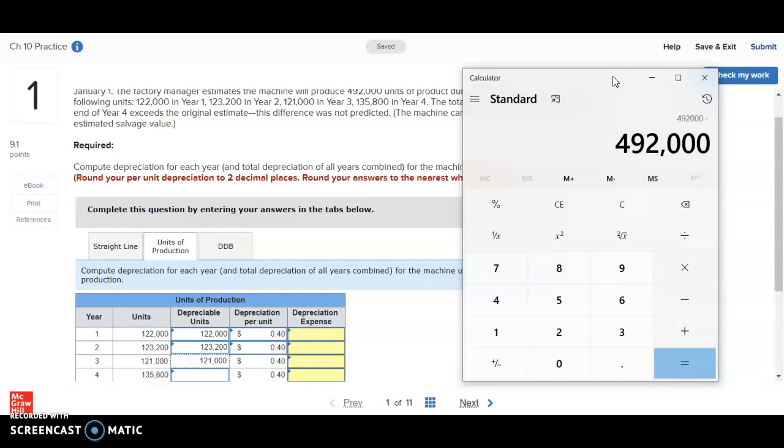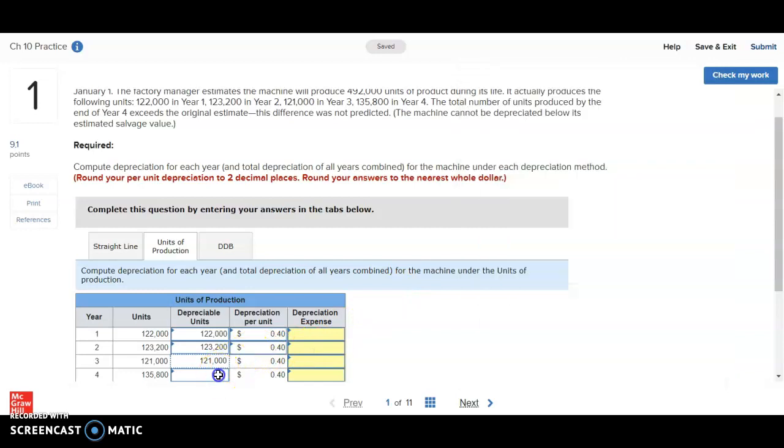So year 1 was 122,000. Year 2 was 123,200. And year 3 was 121,000. So we have 125,800 that we can depreciate. So 125,800, that's the depreciable units because we cannot depreciate more than the 492,000 units they told us to start with.